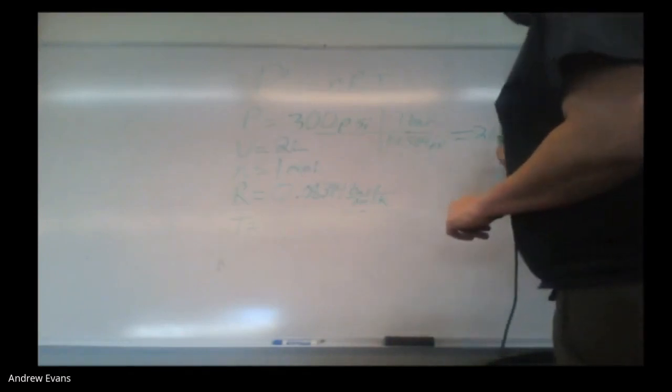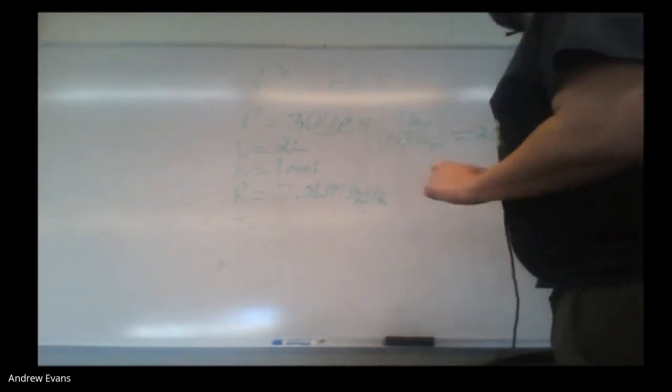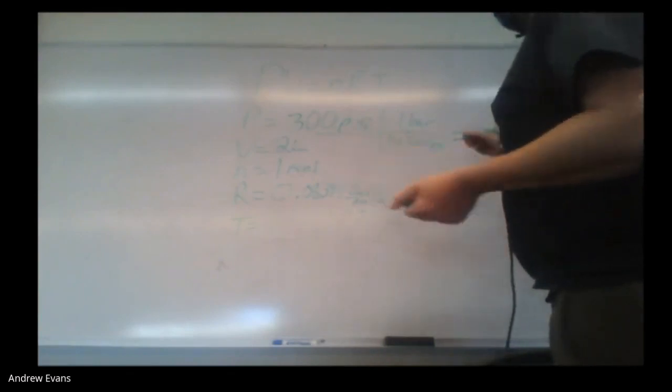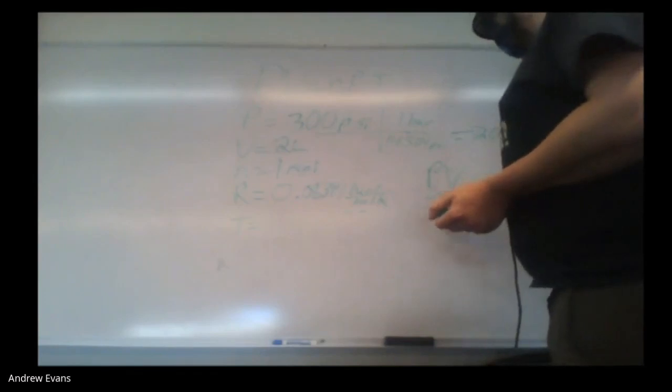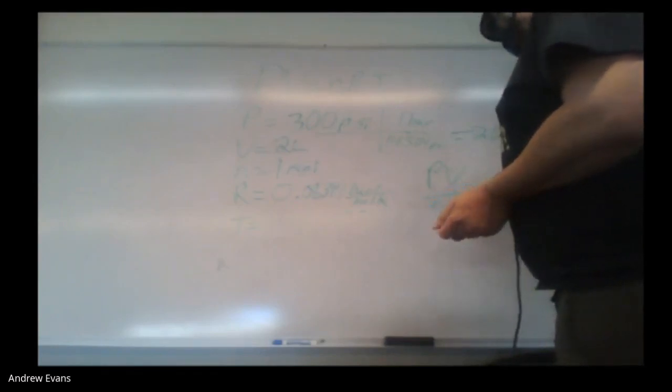They are pretty bad. So we are going to isolate the T at this point. We're going to divide both sides by nR. PV over nR equals our temperature.